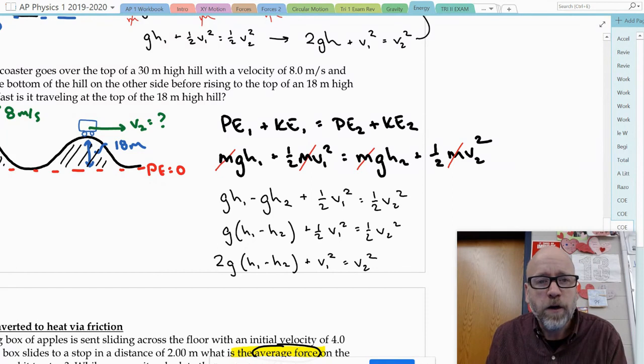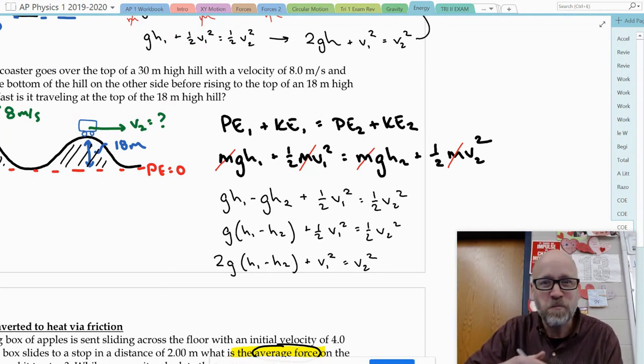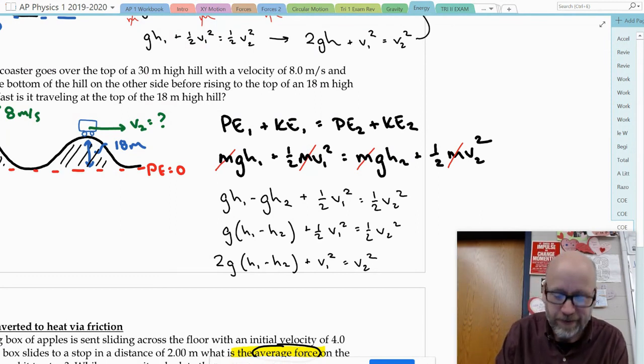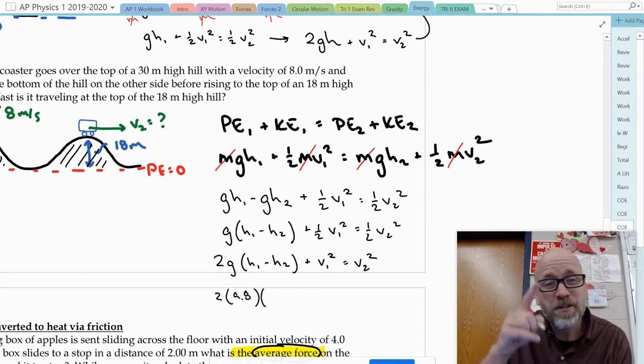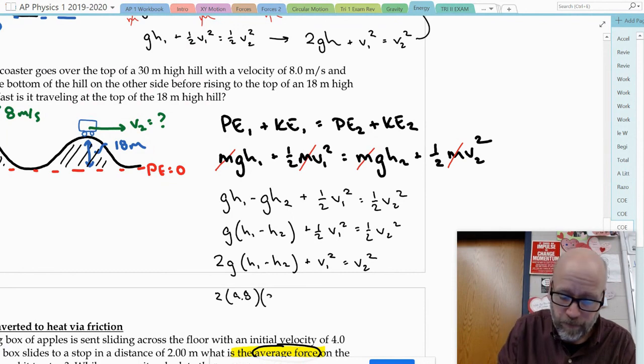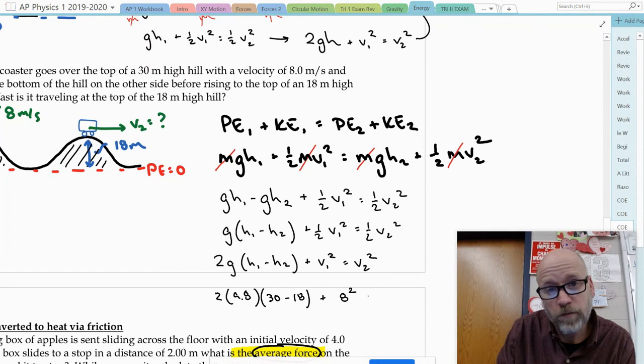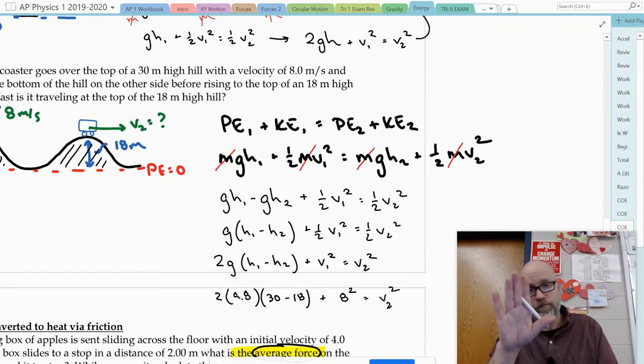Yeah? Are you okay with that? Now, hopefully you weren't looking at the screen. Hopefully you just did it. Hopefully you're already done with this problem and you're just waiting for me to get out of here. Me too. 2 times 9.8 times the difference in the height, so 30 minus 18, plus the initial velocity, 8 squared, the velocity at position 1, equals v2 squared.